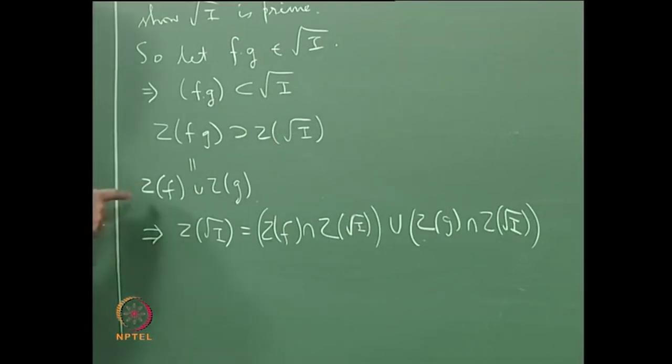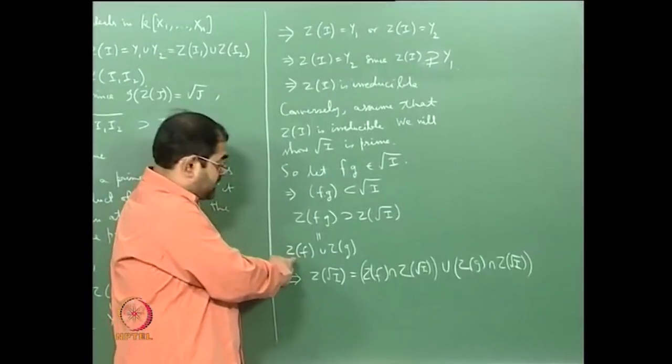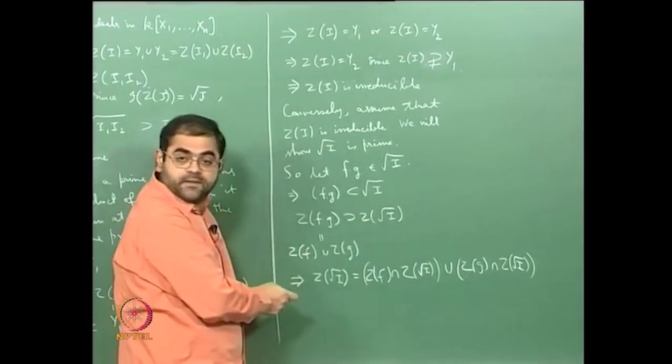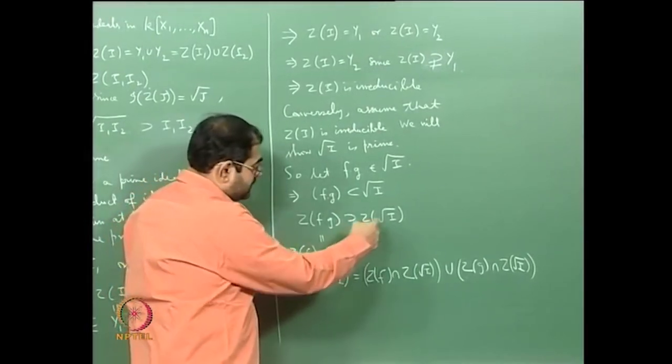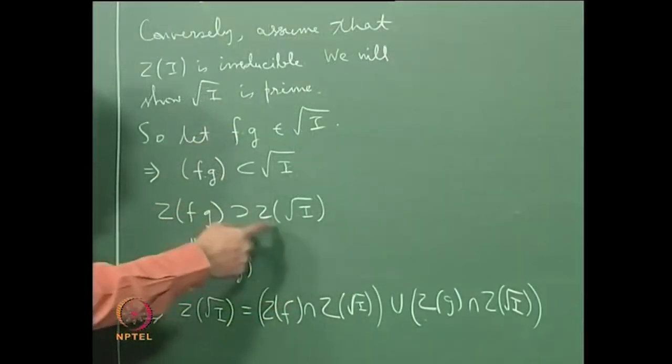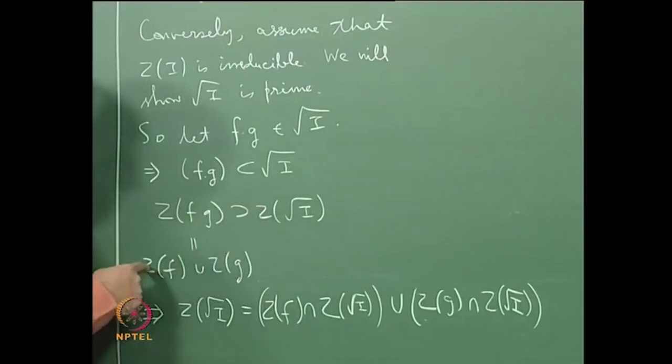You see, Z of f is a closed set, and this union contains it, so you intersect this with the smaller subset, you will get back the smaller subset. So if I intersect this with Z of rad I, I should get Z of rad I, and intersection, as you know, distributes over the union by simple set theory.